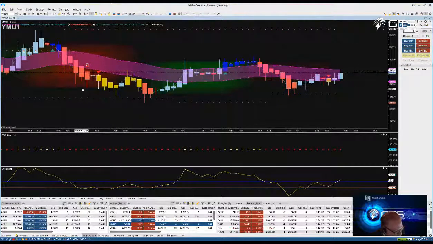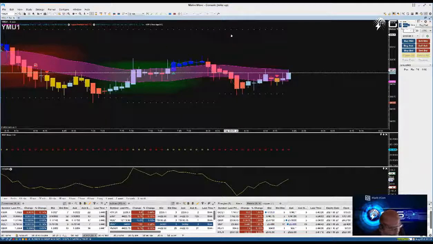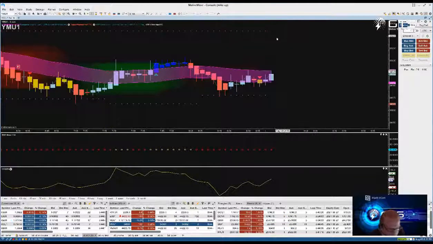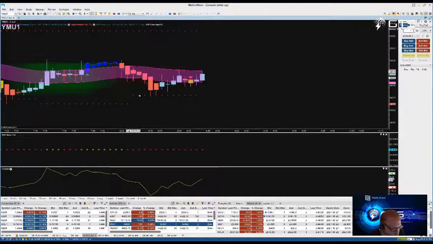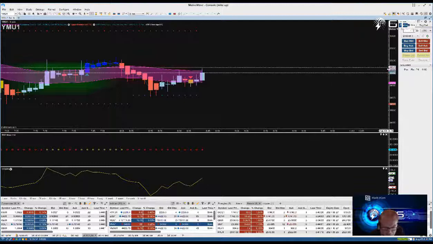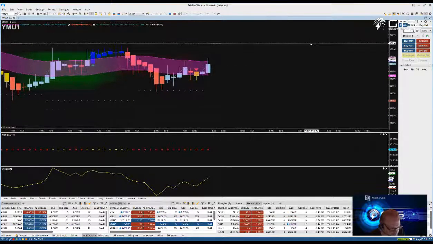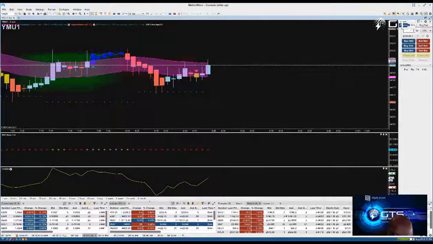I could have probably made something off of this one. This was a nice little one here. I didn't catch that one this morning before I got on at 7. And right now we're trading in the cloud. So it's about the same as the rest of them this morning, but it's going to change at the open.